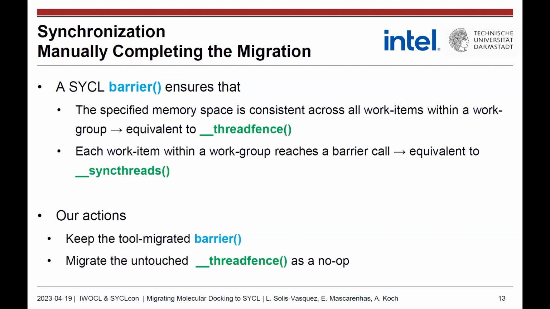And so this transformation by the compatibility tool made sense, as the barrier ensures two things. The first one is that the memory space is consistent across all work items within a work group. That means it acts equivalently to a thread fence. And also it ensures that the work items within a work group reach a barrier call, acting equivalently to a sync threads. So our action based on this was to keep the tool's migrated barrier and to migrate the thread fence call that was still in the SYCL code as a no operation.